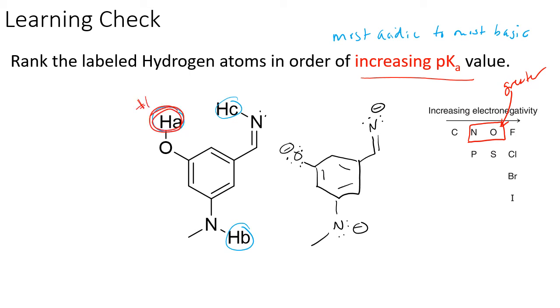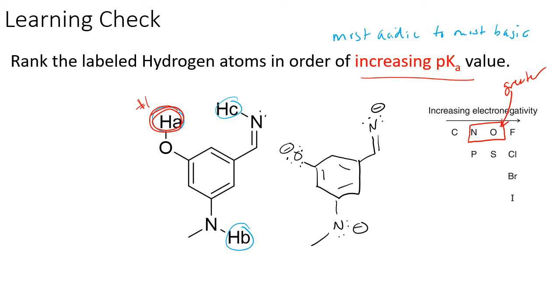That's going to be our most acidic proton on this molecule, just due to the type of atom that negative charge is, the atom that is bearing that negative charge, which is oxygen. Now we can compare HB and HC. They're both on nitrogen, so I can't use the atom in order to analyze these two.